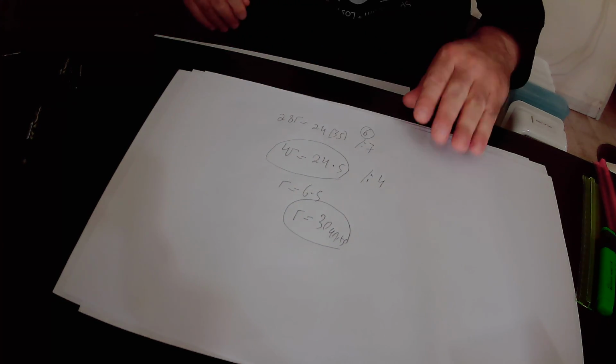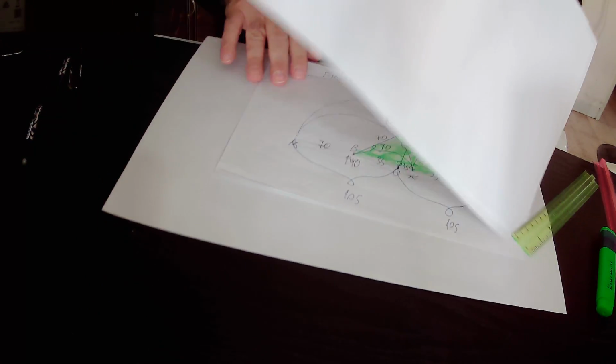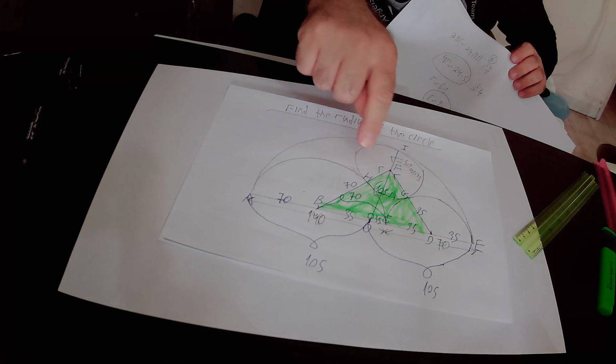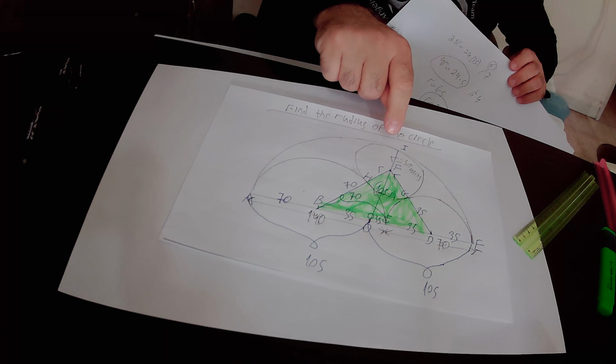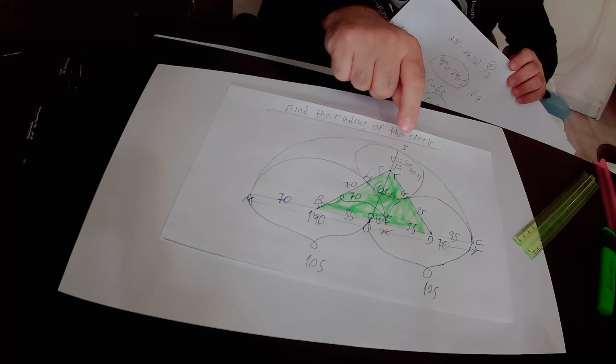Here, the radius of this circle that is equal to small r according to our definition, equals 30 units.